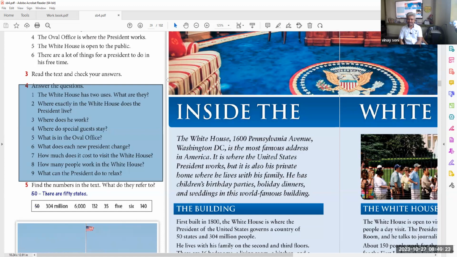Okay, answer the questions. The White House has two uses. What are those two uses? What are those two uses? What are they?